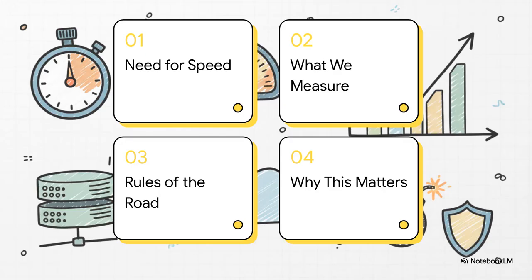So here's our game plan for this explainer. First, we're going to talk about the need for speed, what performance even means. Then, what are we actually measuring? After that, we'll cover the rules of the road for how to do it right. And finally, the big one, why this matters so much.